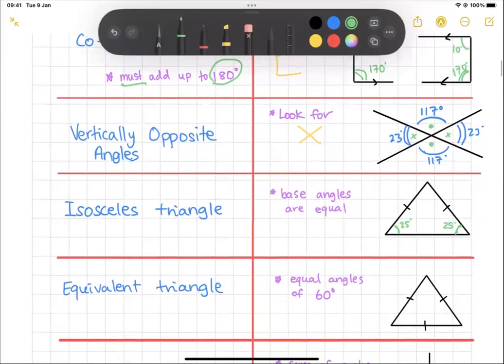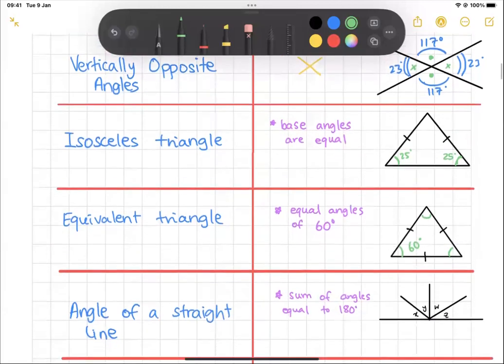Okay. The next one is equilateral triangle, right? We know that a triangle has to add up to 180. So therefore, if an equilateral triangle has all sides equal, of course it only makes sense that these angles must be equal, and each must equal 60 degrees.